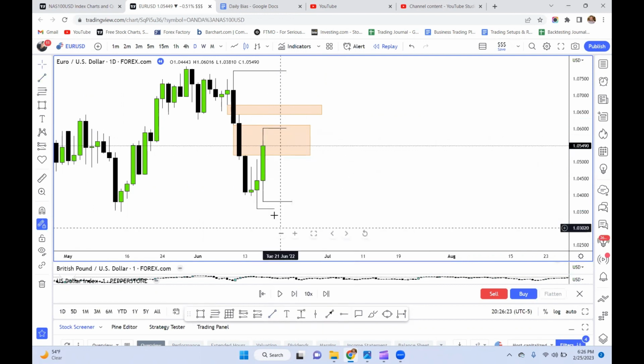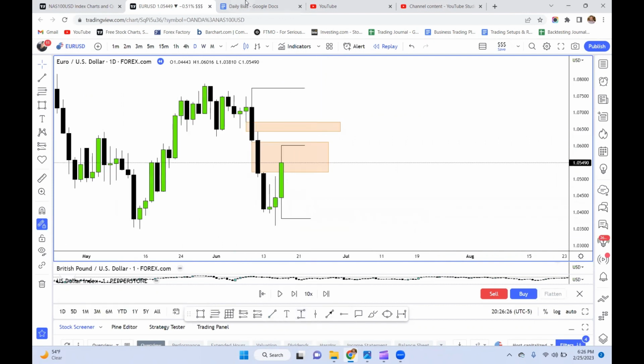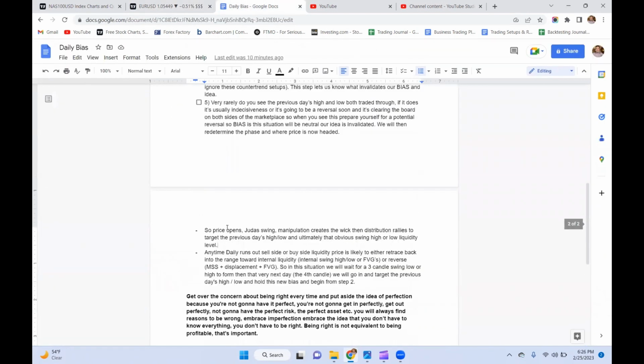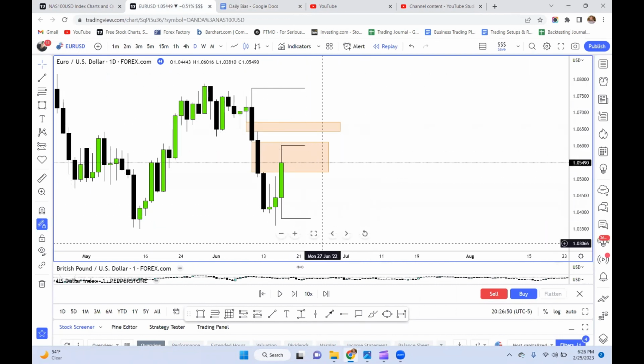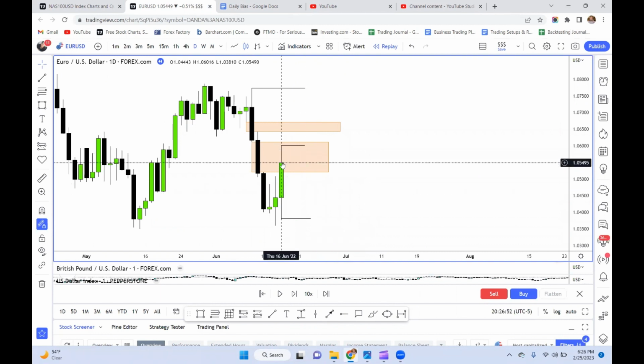So with this bias, we want to see this low supported and this high wick ran out. The way that price will do that, I wrote it here: price will open, Judas swing, manipulation, create the wick, then distribution rallies to target the previous day's high, and ultimately that obvious swing high or low liquidity level, which is these levels here. So I anticipate that this next day's candle will come down, make a wick, rally, and take out this high right here. Let's see what it does.